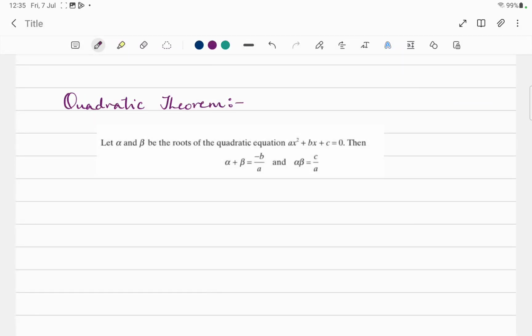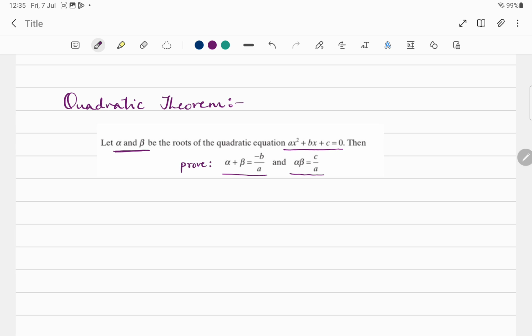Guys, let's do this quadratic theorem today, and it's a very important theorem for scholarship exams and other maths competitions as well. So let alpha and beta be the roots of a quadratic equation ax squared plus bx plus c. Then alpha plus beta is equal to minus b over a, and alpha beta is equal to c over a. So that is what we need to prove.